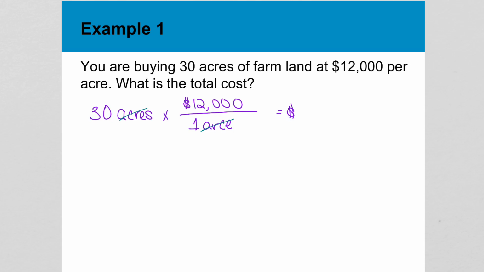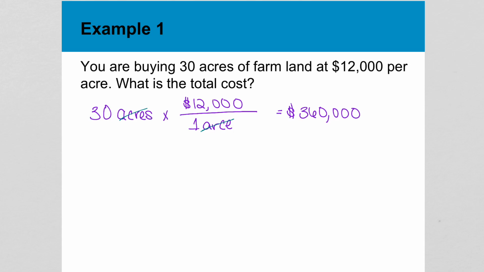Just like if you had 3 over 3, you get 1. Acres over acres is 1. It's canceling. And so, again, we're just going to multiply 30 by 12,000, and we get $360,000 for these 30 acres.